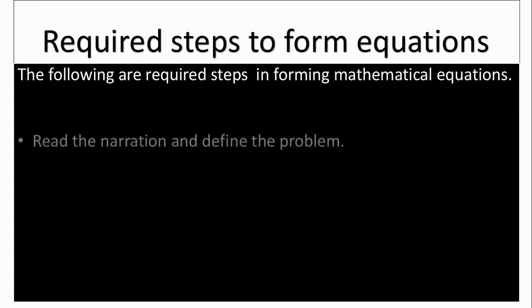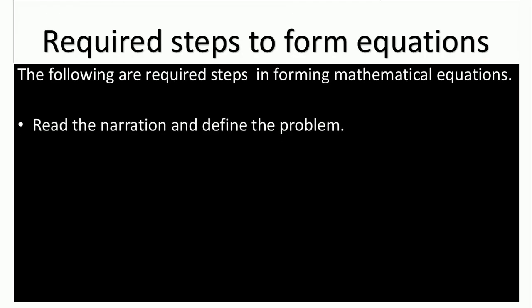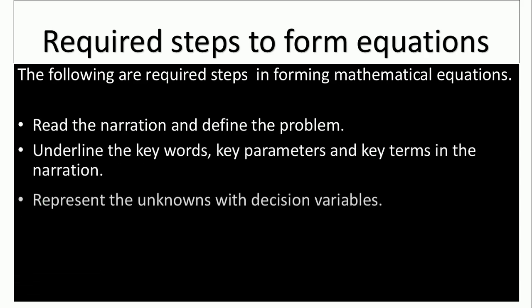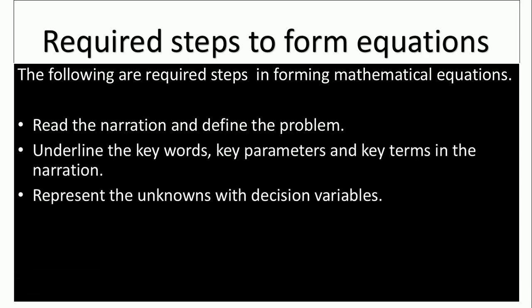So the steps involved in doing that are: one, you read the narration and define the problem. So you have to read the narration very well and you should define the problem. What are we trying to solve? What do we need to do? The second thing is you underline the keywords and the key parameters. And from that, you can represent the unknowns with a decision variable. The unknowns there have to be represented with a variable which is meant to be a decision variable.